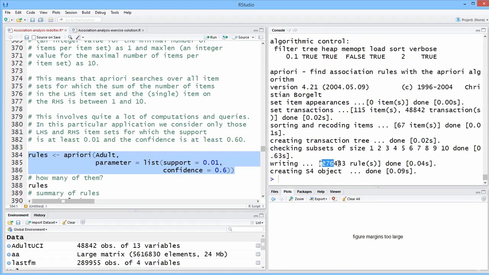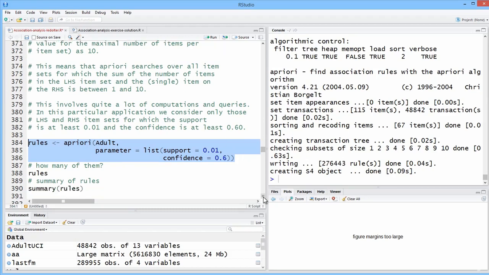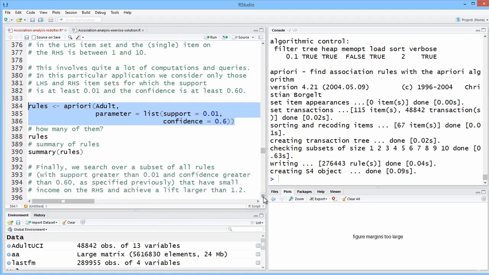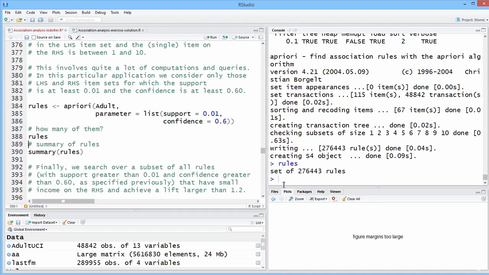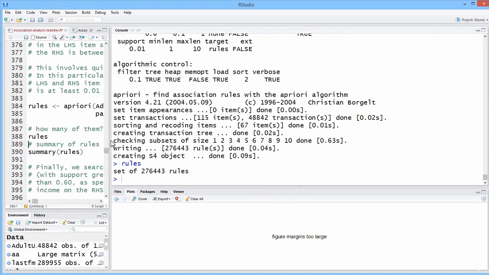So we end up with this many rules, 276,000 rules from an original data set of only 48,000. And the reason there's so many rules is because we put such a wide range between the minimum and maximum length. So we have more rules than we have items. And we can confirm that, how many rules. And then again, we can look at a summary of the rules.